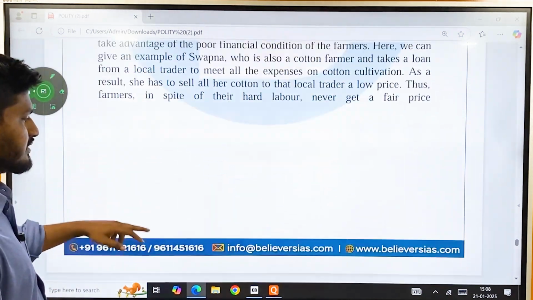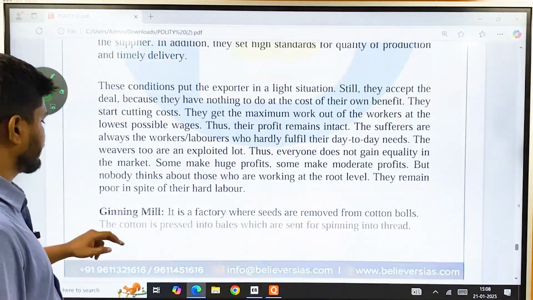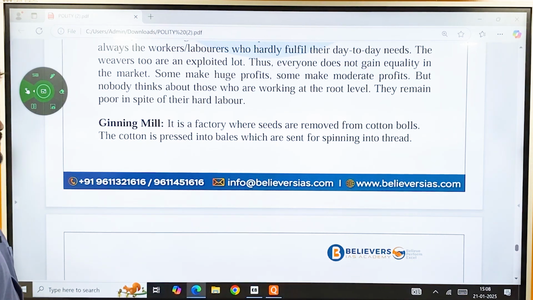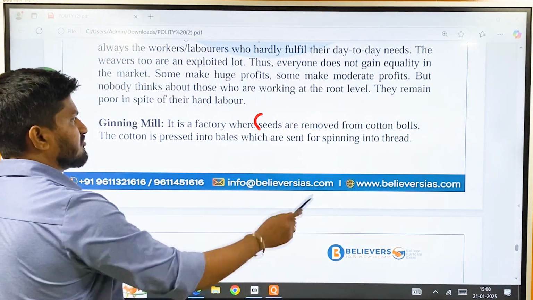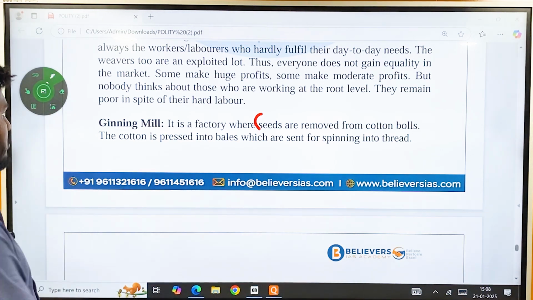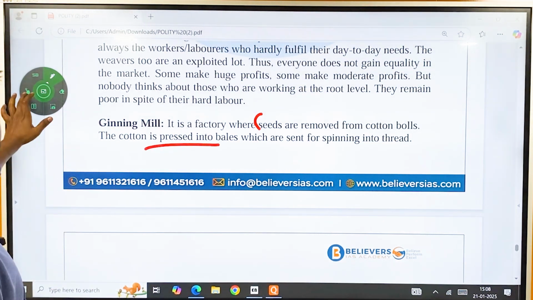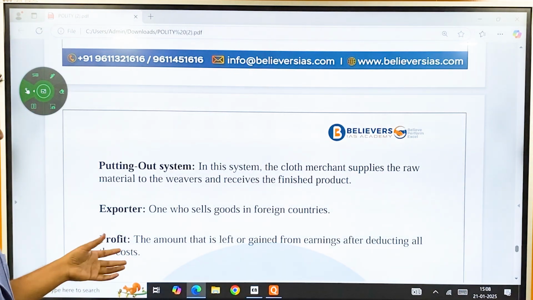Okay, so this is what they are trying to explain. We discussed the summary already. Here we'll look into certain keywords. That is the ginning mill. It is a factory where seeds are removed from the cotton balls. Then the cotton is pressed into bales which are sent for spinning into thread.